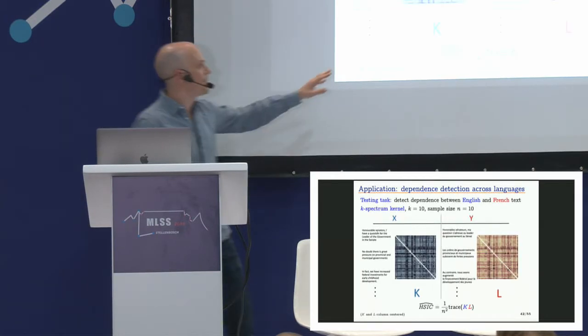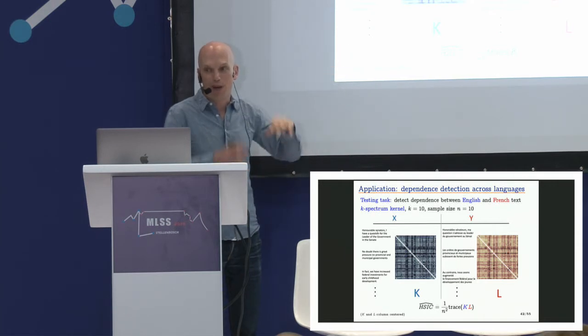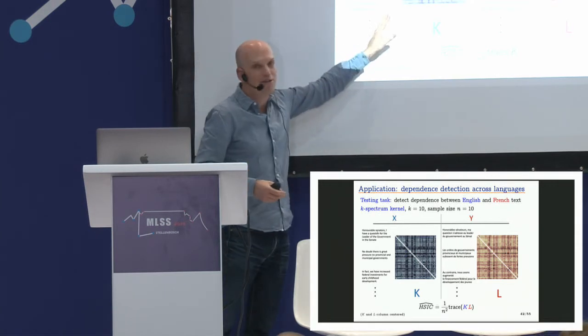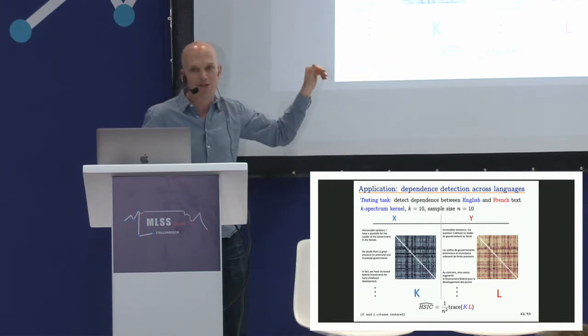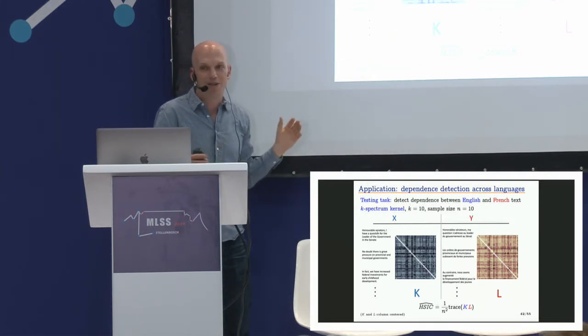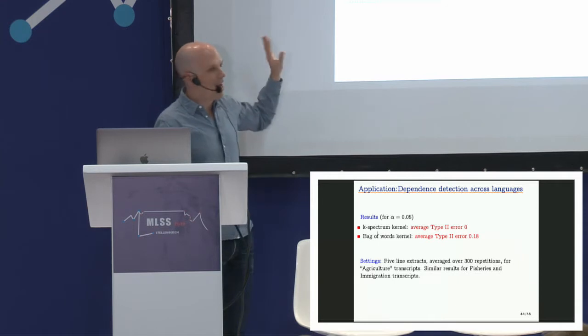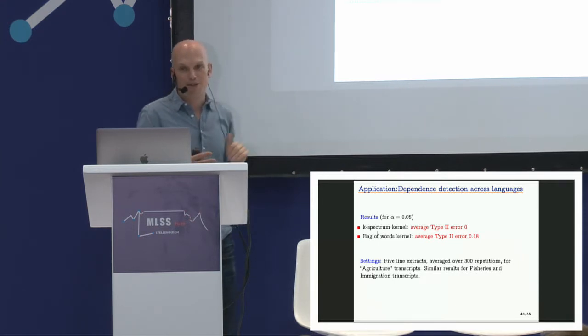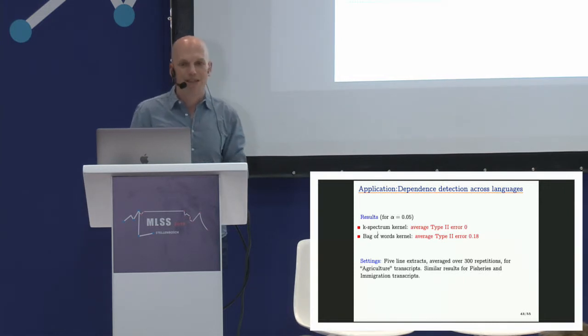But the important thing is that I never have to compute similarity between English and French. I do everything within a language. So this K matrix is only similarity of English to English. L matrix is only similarity of French to French. I never have to translate one to the other. And yet I can find that they're dependent. And indeed, my type 2 error, the probability of false negatives, is actually 0 for this problem. So with enough data, I'm able to find that the translations are translations one of the other.